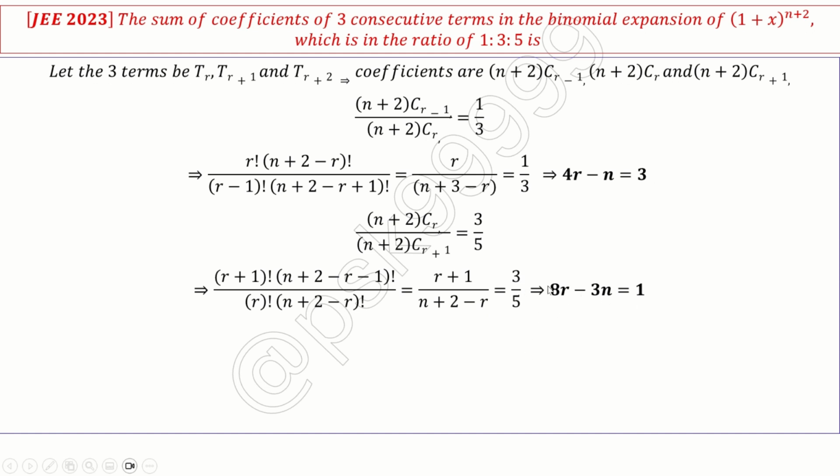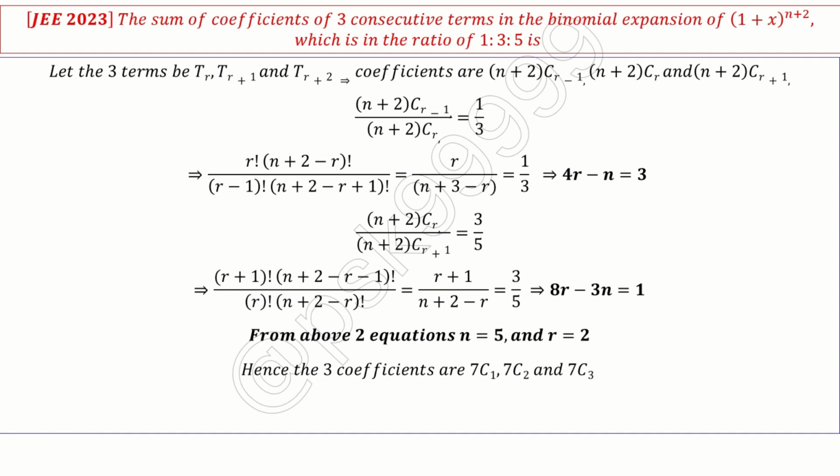Now you have two equations and two variables, so you can solve them. You will get n equal to 5 and r equal to 2. So the three consecutive coefficients are nothing but 7c1, 7c2, and 7c3. Okay, these are the three terms. Now all I need is the sum of these coefficients. So 7c1 plus 7c2 plus 7c3 is nothing but 63. That's the answer. Next.